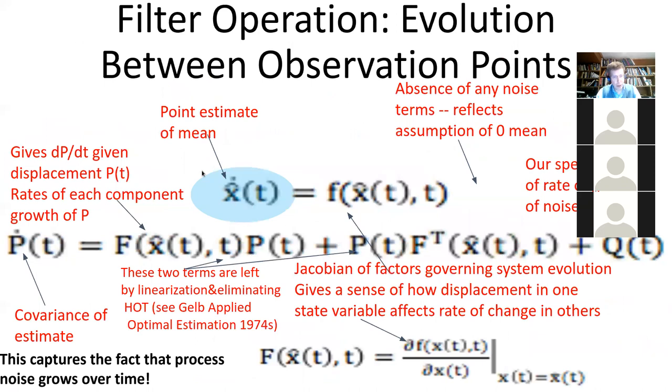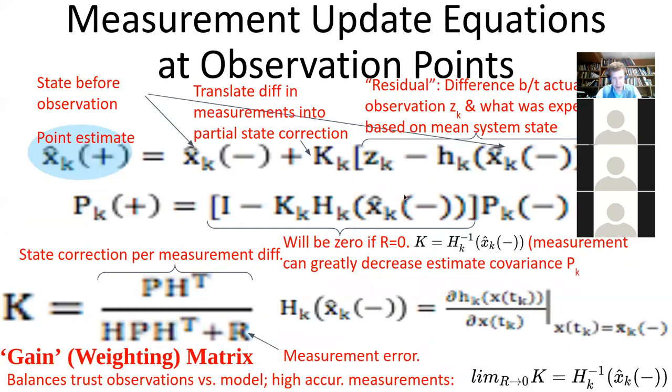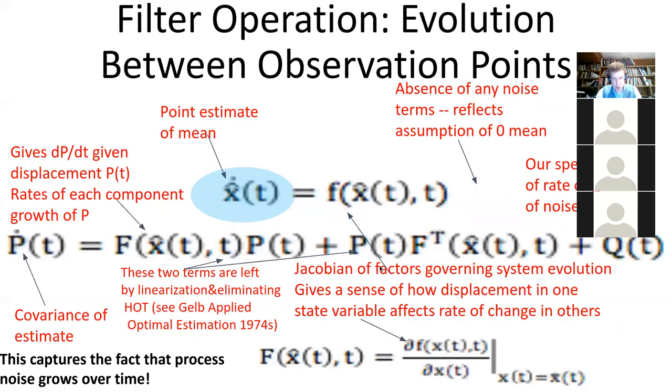So here, we have this point estimate of the mean, and we're just going to evolve that according to this state equation here. These are the factors governing system evolution. Okay. This is not the Jacobian itself. The Jacobian is a little bit confusing. This arrow is from factors here. These are the factors governing the evolution.